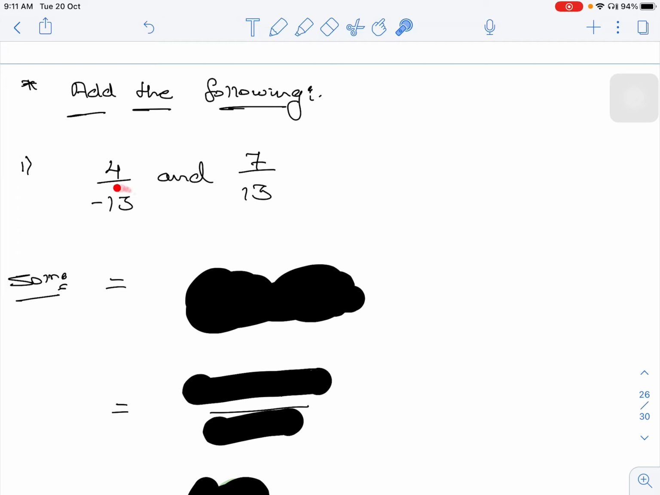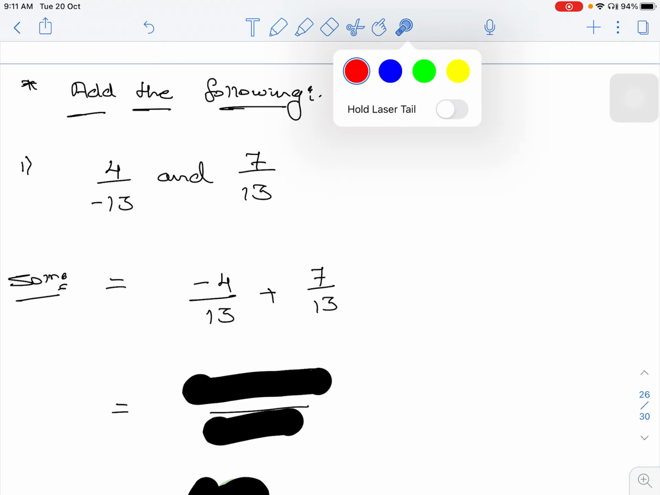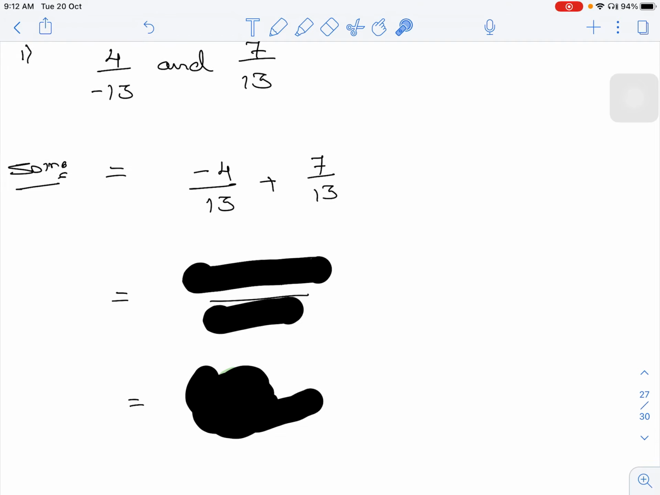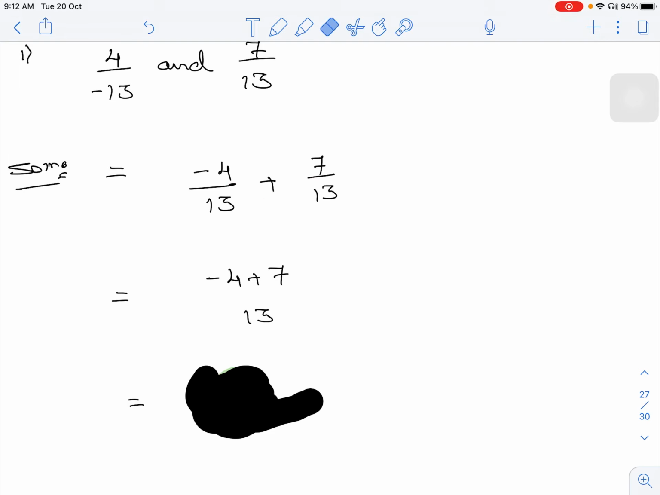But before that, the numbers must be in standard form, that is the denominator should always be positive. So in the first step we'll make it positive. How to make it positive? This 4 upon minus 13 will become minus 4 upon 13, plus our next number 7 upon 13. Now both these numbers have the same denominator, so we can directly add the numerators. So minus 4 plus 7, divided by the denominator, which is written only once, so here we have written it as 13.